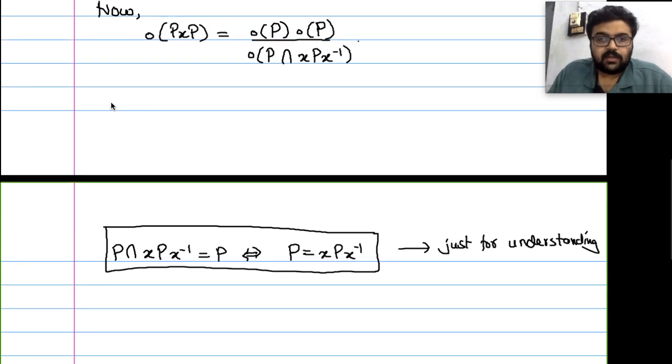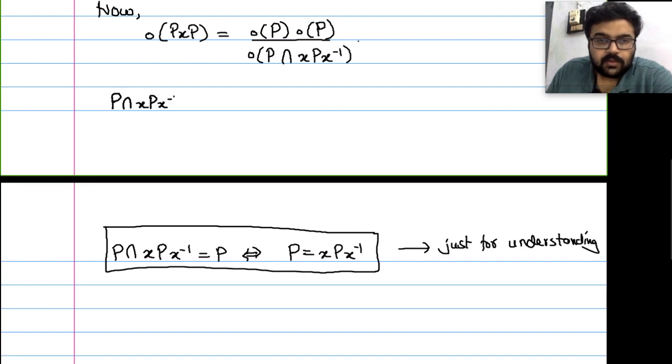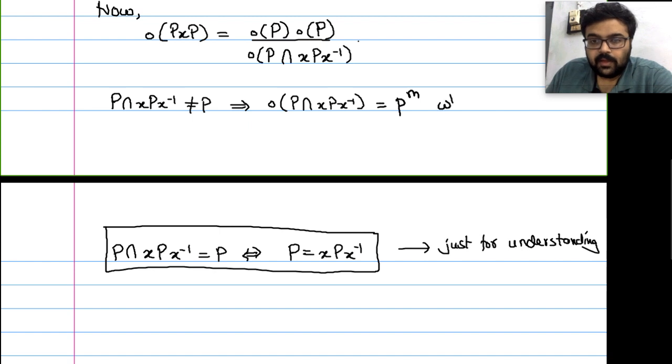So we say that if P intersection XPX inverse is not equal to P, then what is the order of P intersection XPX inverse? This will be equal to P power M, where M is strictly less than N, since P intersection XPX inverse is a proper subgroup of P.